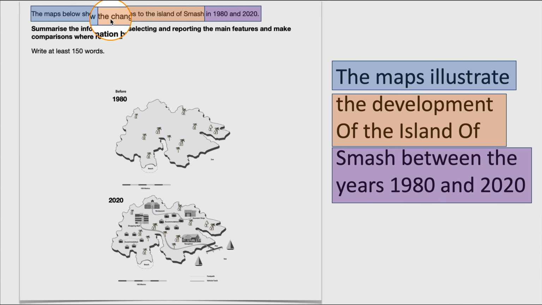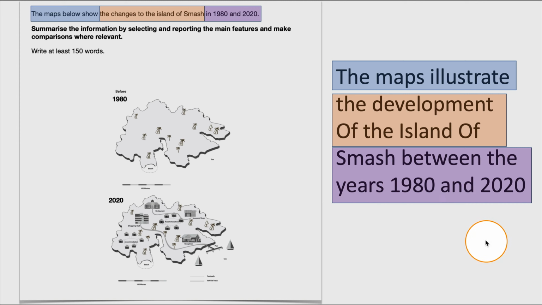The maps below show the changes to the island of Smash in 1980 and 2020. The maps illustrate the changes to the island of Smash, the development of the island of Smash from 1980 to 2020, between the years 1980 and 2020.